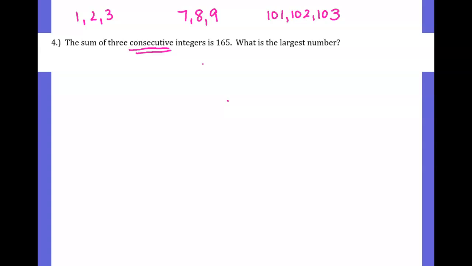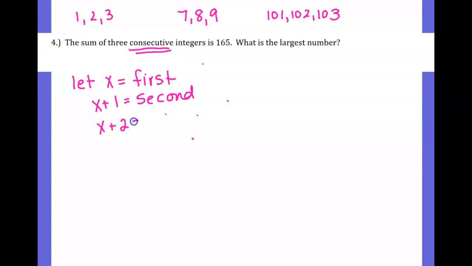What is the largest number? Okay, so we don't know. Let's start out and say let x be the first number. We know we have 3 numbers. If x is the first number, then x plus 1 would be the second number. I don't know what the first number is, but relative to the first number, we would have the second number, and then we could get the third number.